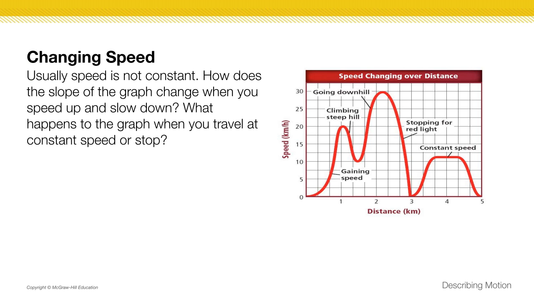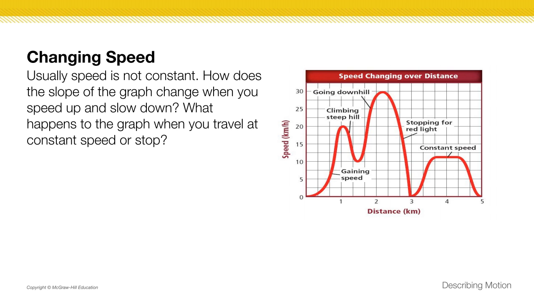So now we're going to talk about changing speed, right? Imagine driving a car, even riding your bike. You don't just go at a constant speed all the time. Sometimes you do, if it's programmed to stay at a constant speed, but typically you don't. And so we're going to talk about graphing as well.